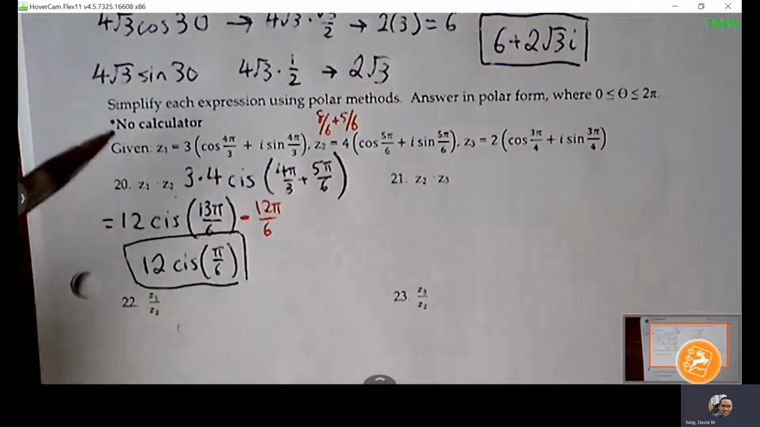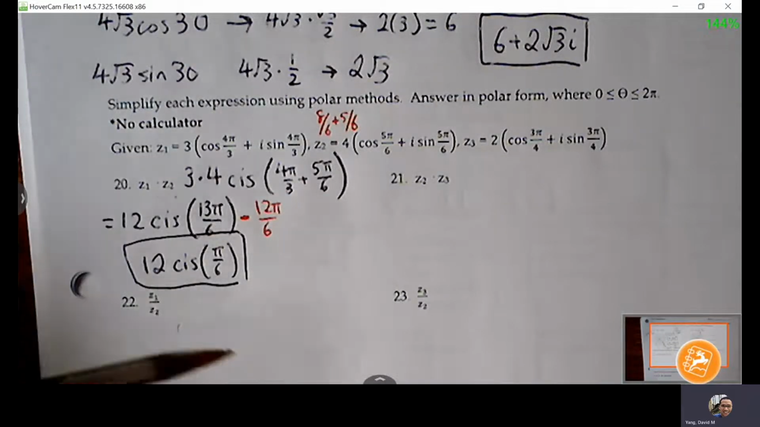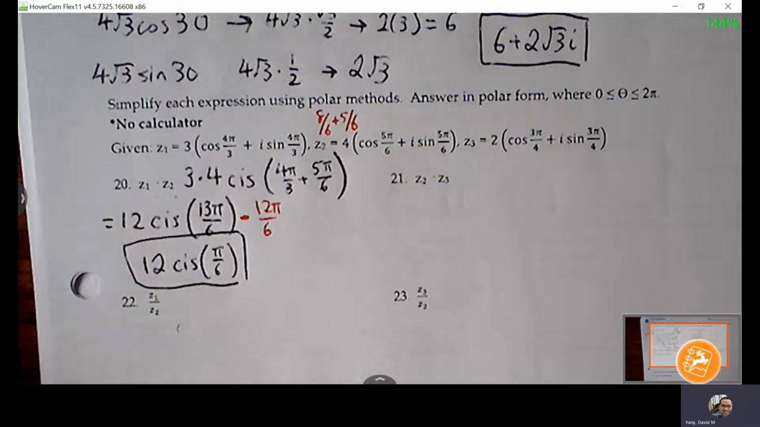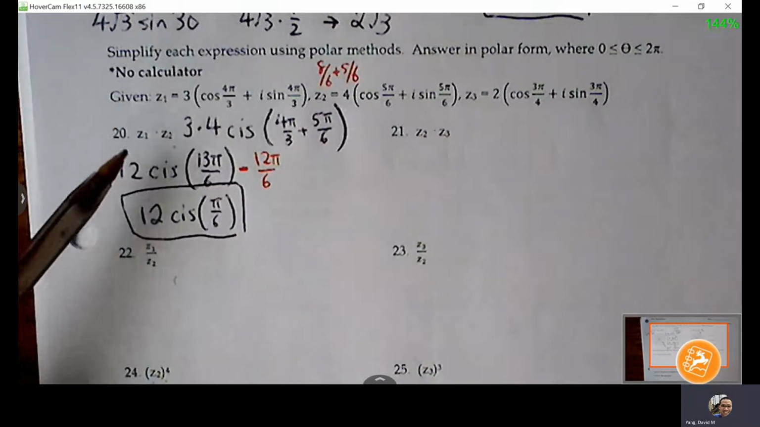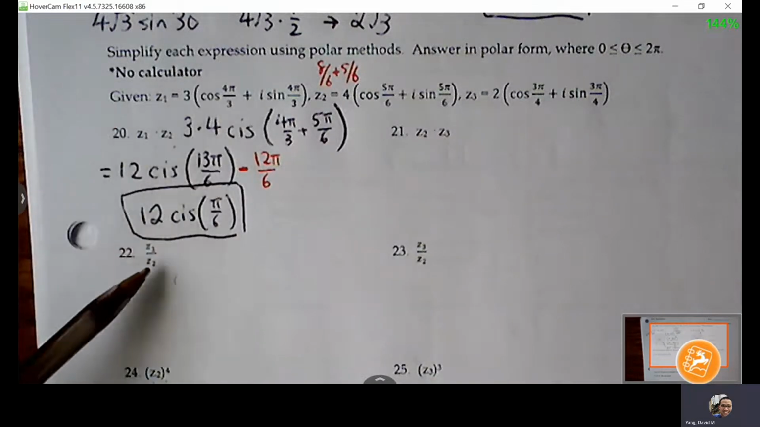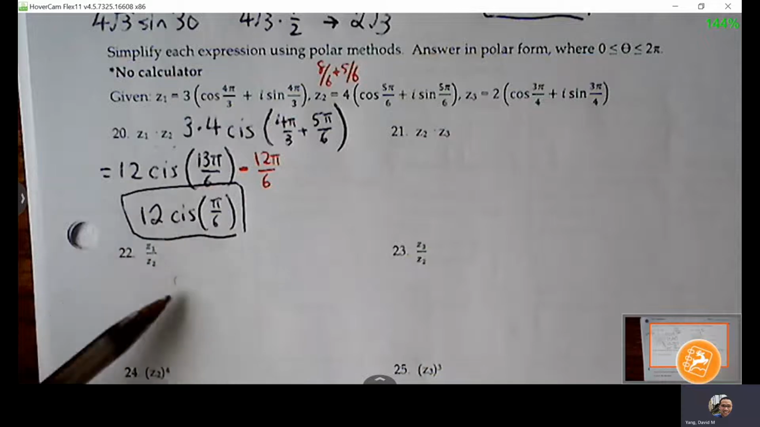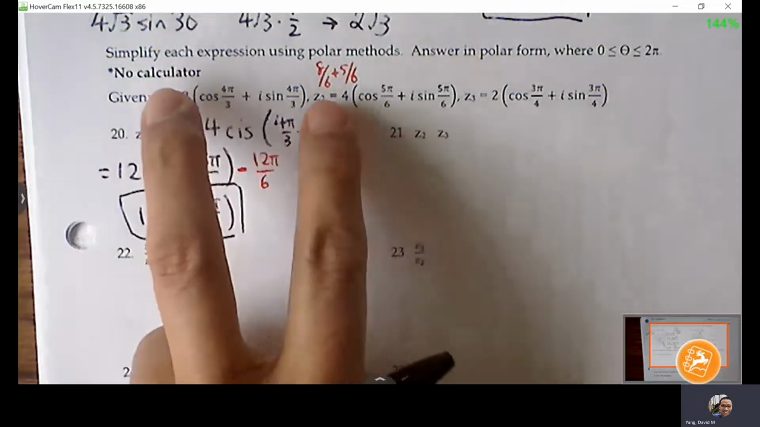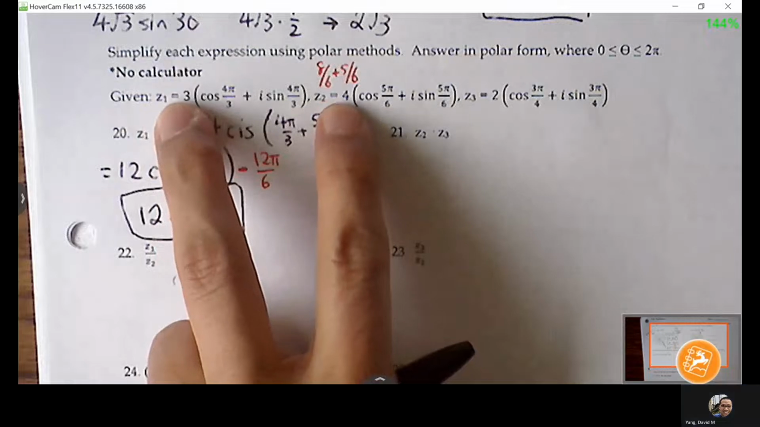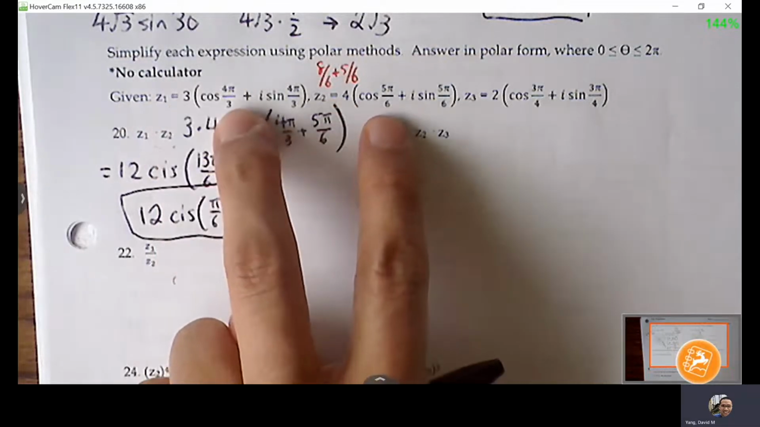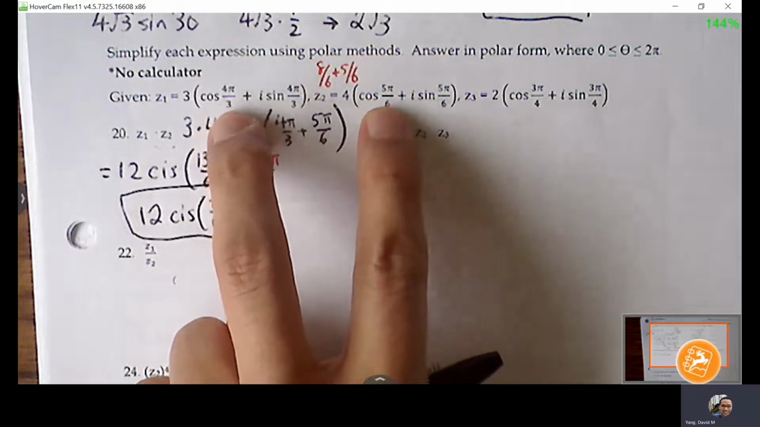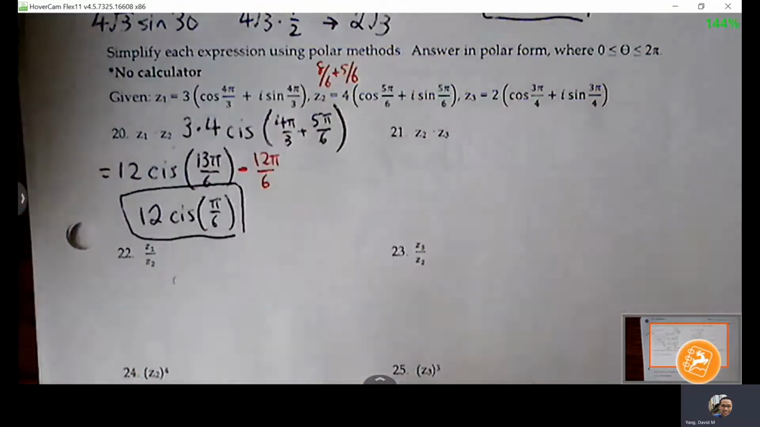Okay, so with the product, quotient, and power, you're not going to use unit circle values because you want to leave your cosine and sine alone. Okay, are we okay with product? Now quotient means we're dividing. So if we're dividing Z1 and Z2, we divide for our radius, but what do we do with theta? Subtract. Yeah, we subtract theta.